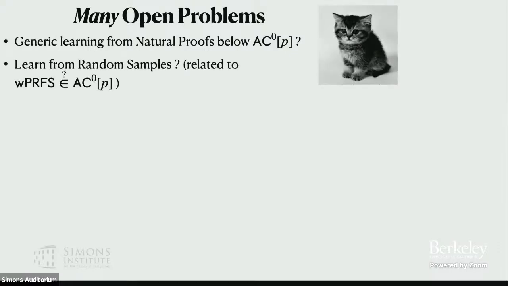Can we learn from random samples in this model? Can we turn natural properties into learning from random samples for weak concept classes? This is related to the question of, do there exist weak PRFs in AC0 mod P?